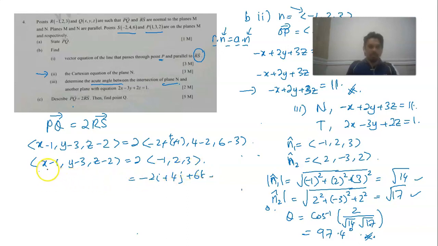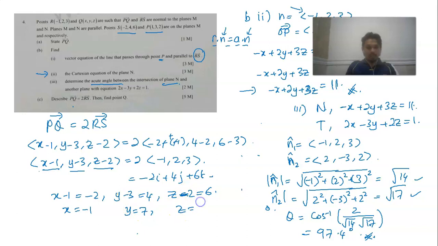So we compare: x minus 1 equals -2, y minus 3 equals 4, and z minus 2 equals 6. So x equals -2 plus 1, which is -1; y equals 4 plus 3, which is 7; and z equals 6 plus 2, which is 8. So Q is (-1, 7, 8). There you go.